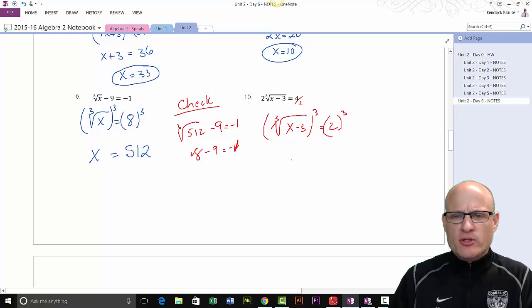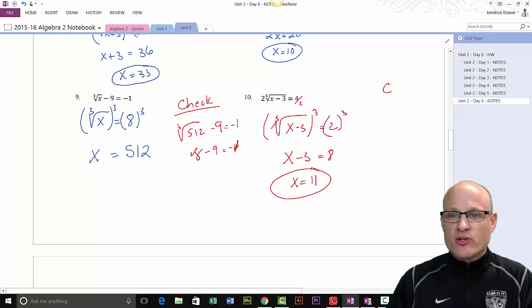So I cube root of a cube, and that just cancels each other out. So I get x minus 3 is equal to 8, because 2 cubed is 8, or x equals 11. Let's check it out. I'm going to do a little check over here.